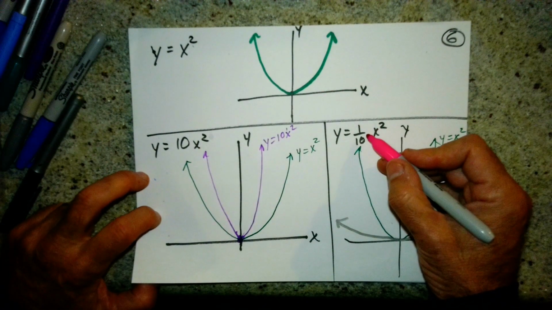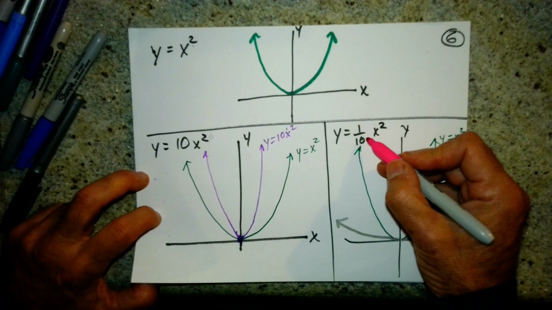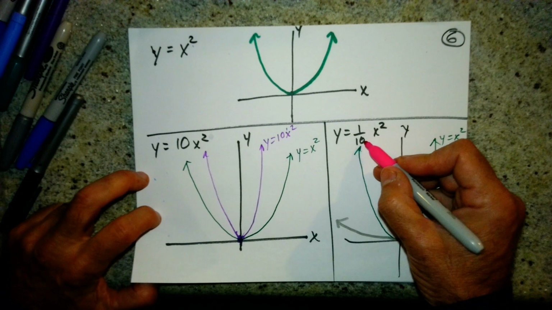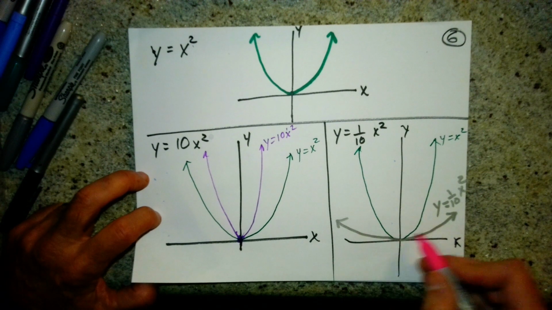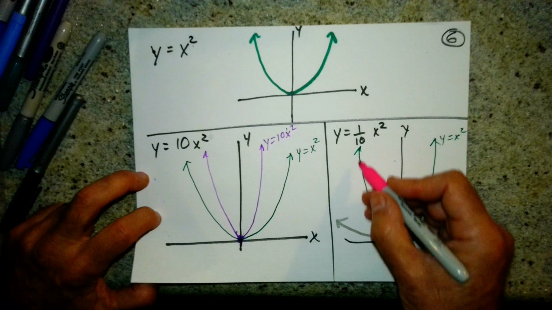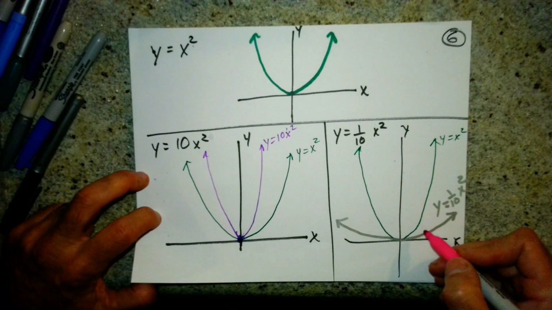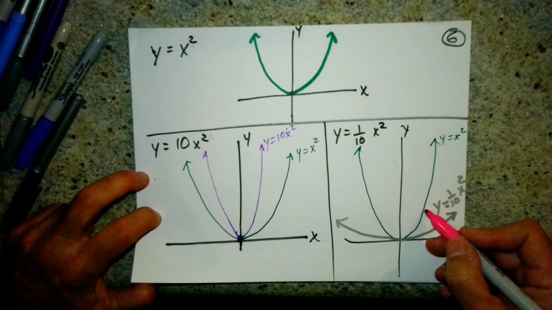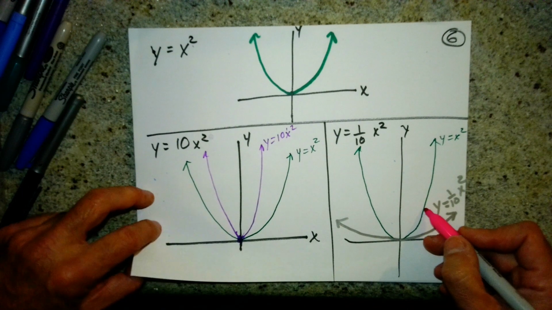And if the coefficient in front is smaller than 1, then it's really like dividing by a number bigger than 1. So that creates this silver graph here, which is always under the green graph. Every value of y is 10 times smaller than the original value of y for the same value of x.